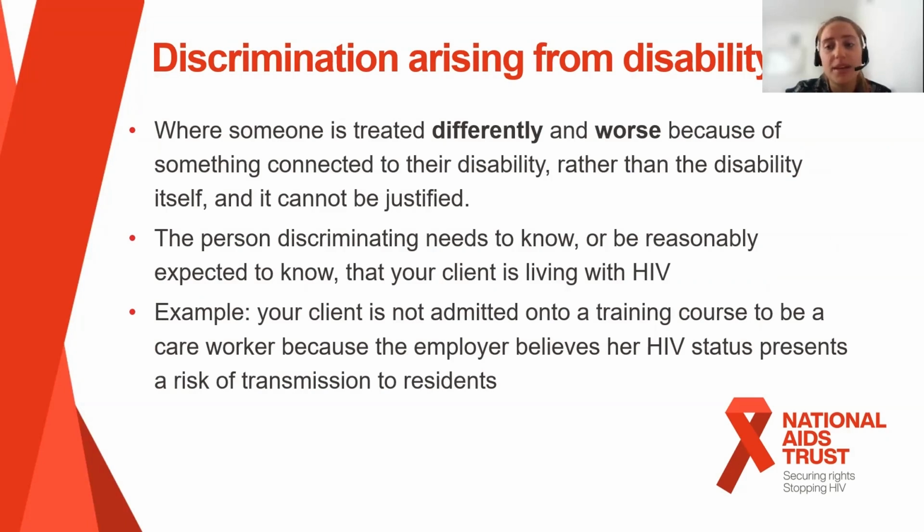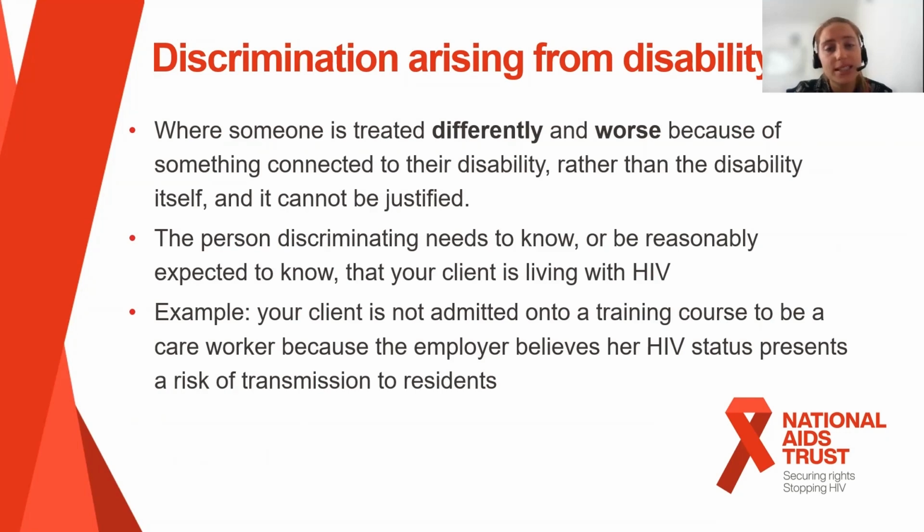So an example could be that your client is not admitted onto a training course to be a care worker because the employer believes her HIV status presents a risk of transmission to residents at the care home. And there's a fine line between direct discrimination and discrimination arising from a disability. But in the example that I gave, she was not denied admittance onto the course because she was living with HIV, but because of a perceived risk of transmission to others because of her HIV status, if that makes sense. But there might be instances where differential treatment of a person living with HIV because of something connected to their HIV is justifiable.